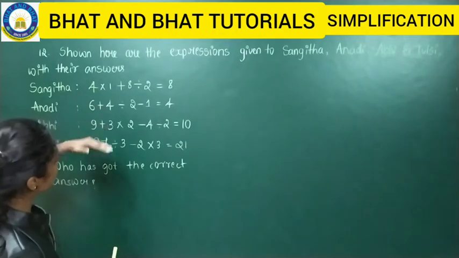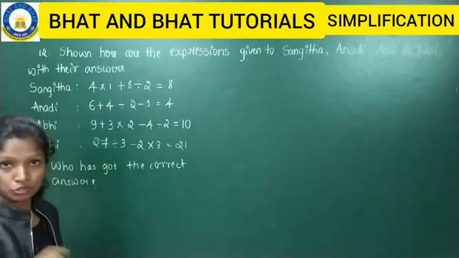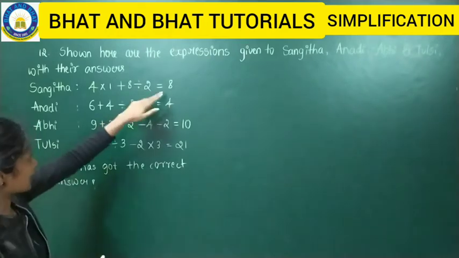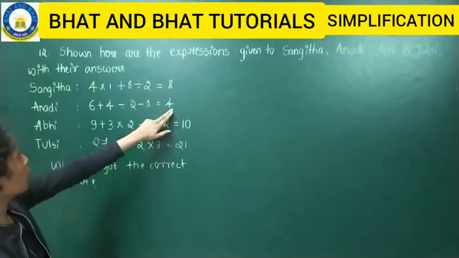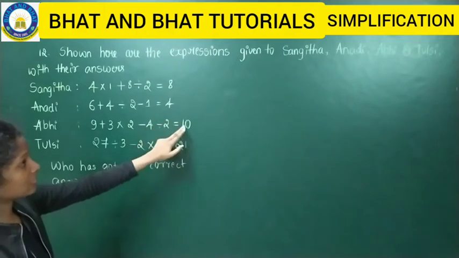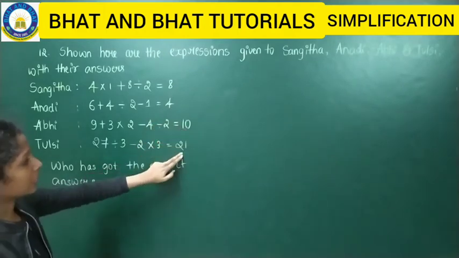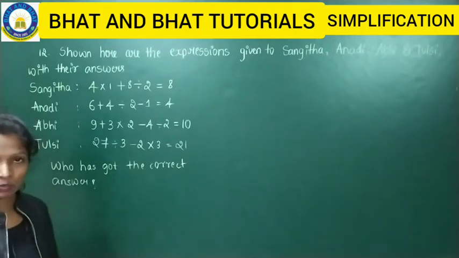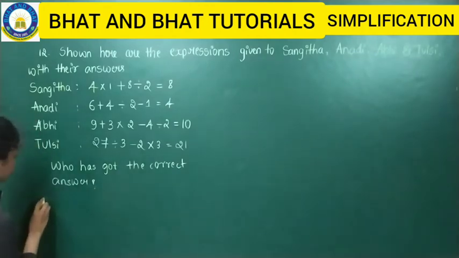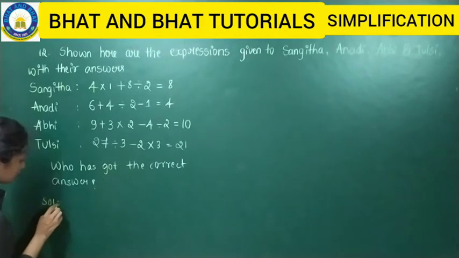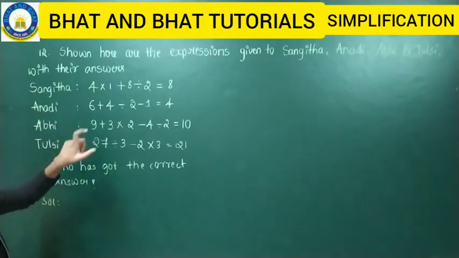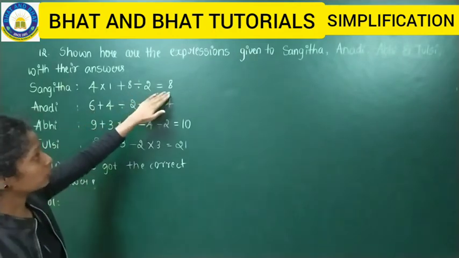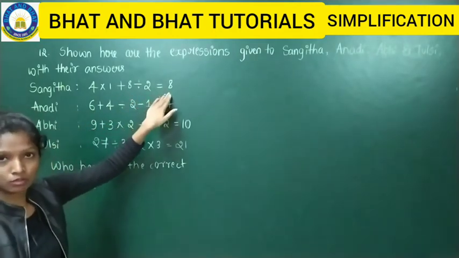So in all these 4 numerical expressions, you should find who has got the correct answer. Whether Sangeeta has got the correct answer, or Anadi, or Abhi, or Tulasi. This you have to find from these equations. So now we'll move on to the solution. In the solution part, we'll write each one's name and solve the equation, and see whether we get the same answer or not.